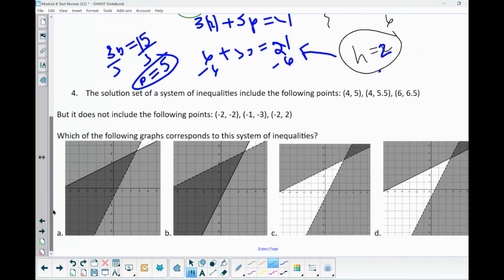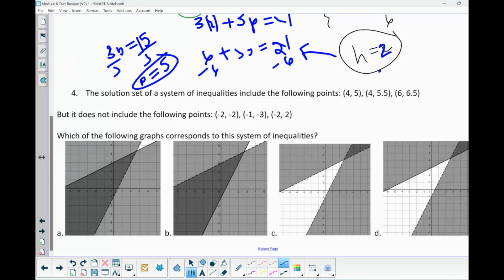All right, number 4. The solution set of a system of inequalities includes the following points: (4, 5), (4, 5.5), (6, 6), (6, 6.5), but does not include the following points: (-2, -2), (-1, -3), (-2, 2). Which of the following graphs corresponds to the system of inequalities?